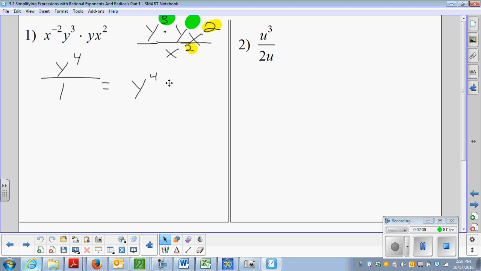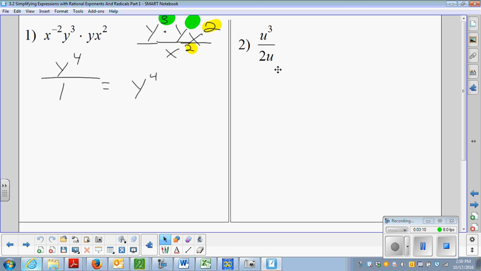Okay, let's take a look at another example. We have u cubed over 2u. Okay, and like I said, the first thing you want to do is check for negative exponents. We don't have any negative exponents, so everything is fine there. And we want to go ahead and simplify this expression. So we have u raised to the third, and here we have u raised to the understood 1. And they're divided. So if it's division, you have to subtract the exponents.